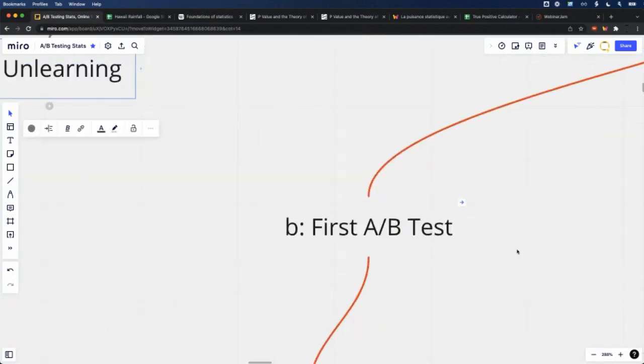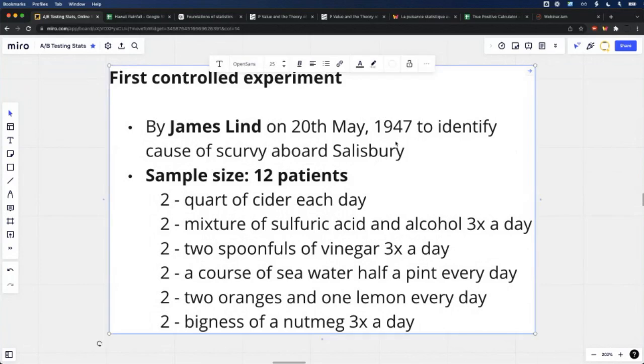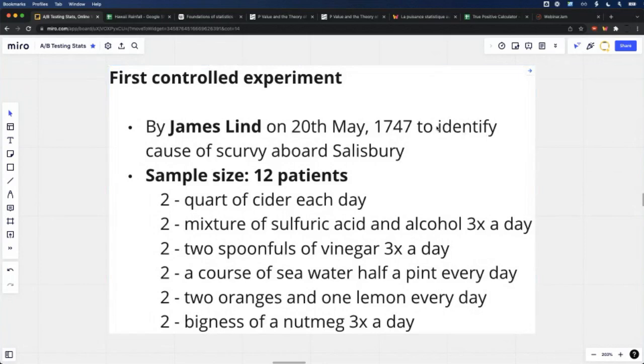All right, first A/B test. So let me go through that. The first scientific account known to the science world of a controlled experiment was by James Lind, who was a surgeon in the British Navy, and he did this first controlled experiment on the 20th of May. This should not be 1947, this is 1747, to identify the cause of scurvy on board the ship called Salisbury.